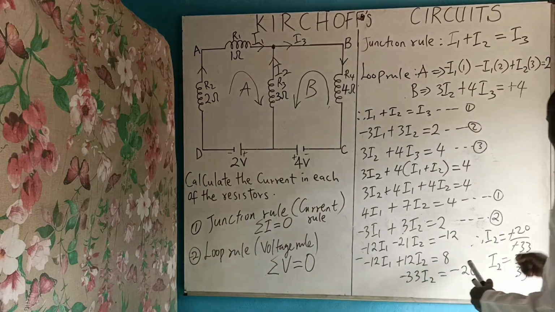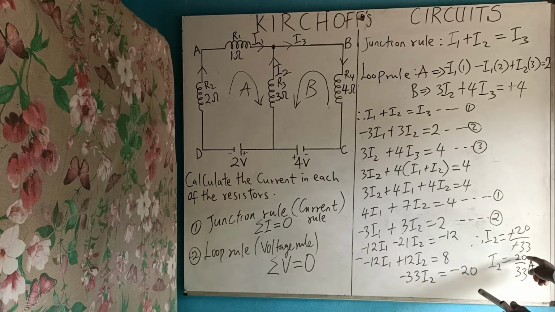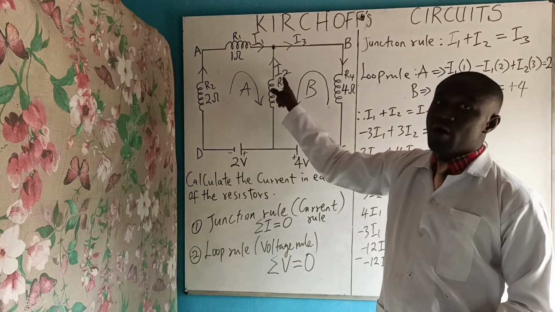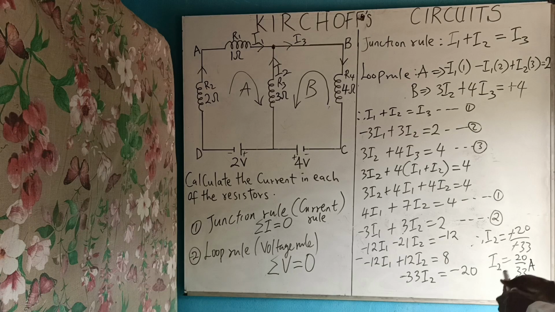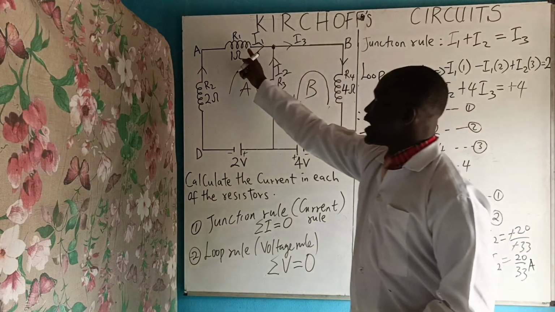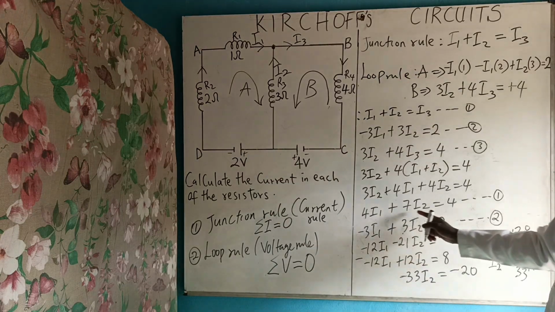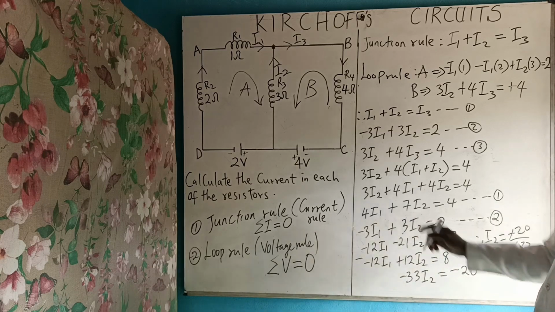Okay, so we have been able to get the second current, that is I2, to be equal to 20 over 33 ampere. That is this current here. We have been able to get it to be 20 over 33 amperes, right? Now to get I1, that is the current used by this resistor and this resistor, we will go to equation 1 or equation 2 and put the value of I2 to get our I1.